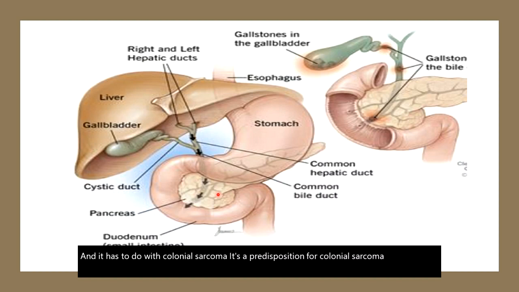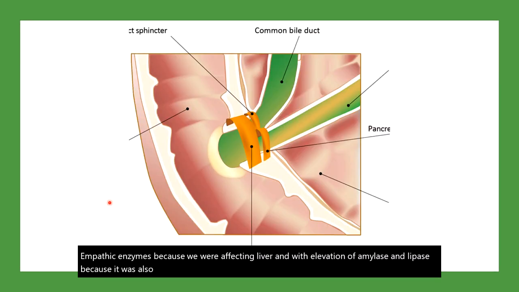And we discussed a case that indicated all symptoms with elevation of hepatic enzymes because we were affecting liver, and with elevation of amylase and lipase because it was also affecting pancreas. This is the Oddi sphincter.